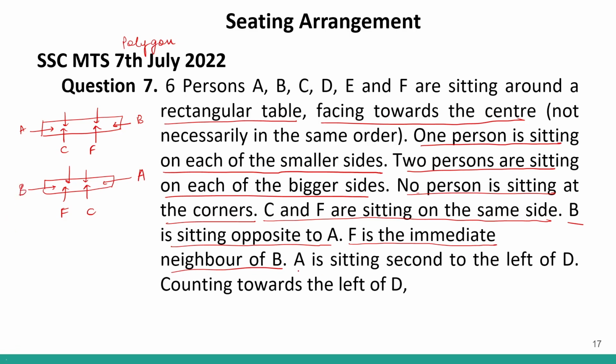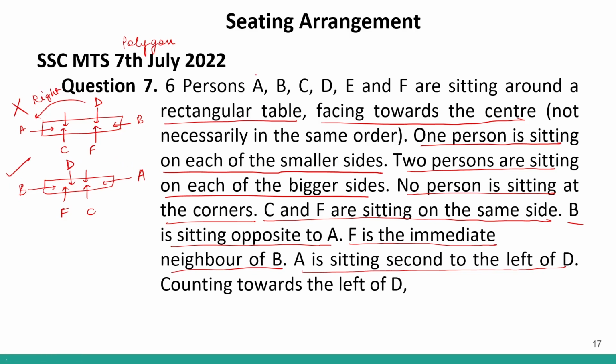Moving forward, it is given to us A is sitting second to the left of D. So if A has to sit second to the left of D, that means over here, if I place D over here, correct? A is sitting second to the right. This will be in the right direction, so this is incorrect. Over here, if I place D over here, then A will be at the second to the left position. A will be over here, second to the left of D. Therefore, this will be the correct possibility.